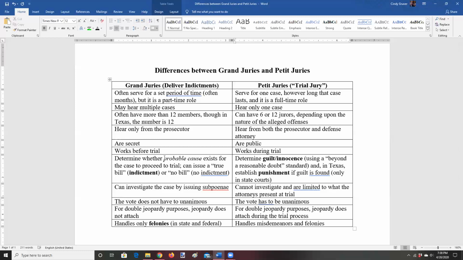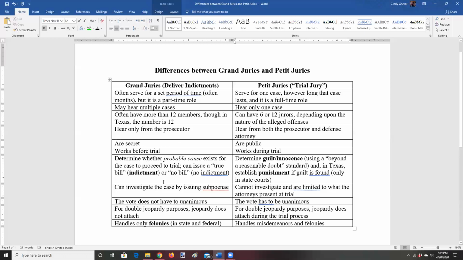That's a very low burden. It's especially low when you consider that they only hear from one side, the prosecutor. See, if you only hear from one side and you only have to be persuaded that it's more likely than not, you can see that grand juries are very inclined to indict. So it's a relatively easy thing for a prosecutor to persuade a grand jury to indict.